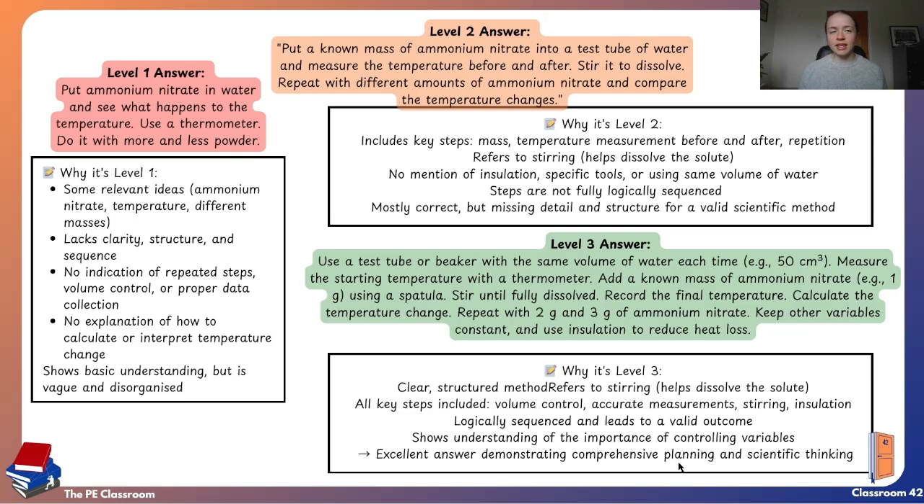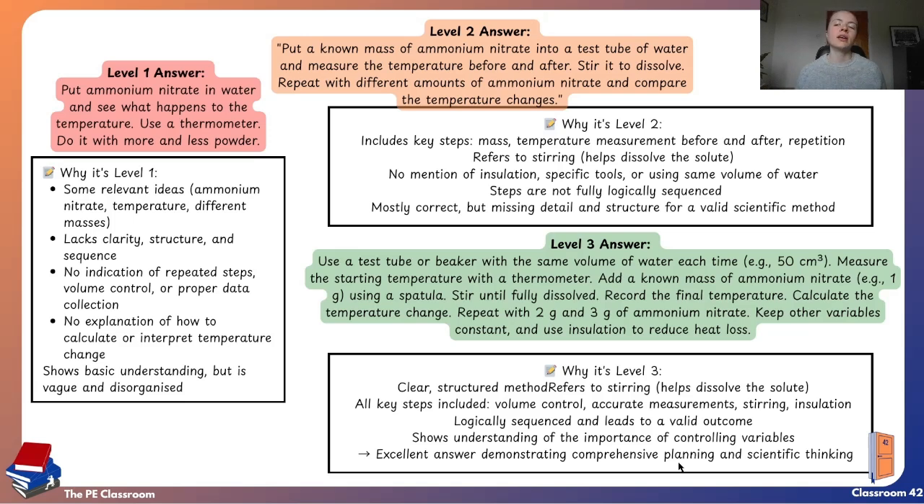You've got your level 2 answer here, which is a little bit more elaborated. Put a known mass of ammonium nitrate into a test tube of water and measure the temperature before and after. Stir to dissolve. Repeat with different amounts of ammonium nitrate and compare the temperature changes. So this one does include key steps such as the mass, temperature measurement before and after, and also the importance of repetition. It does refer to stirring, but there's no mention of insulation, the use of specific tools or equipment, or using the same volume of water throughout. And the steps aren't really necessarily logically sequenced. So it is mostly correct, but there is some missing detail and structure to be deemed a valid scientific method.